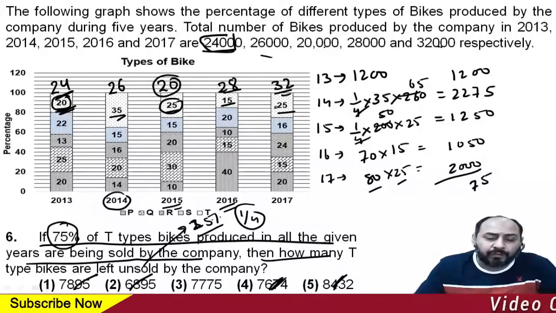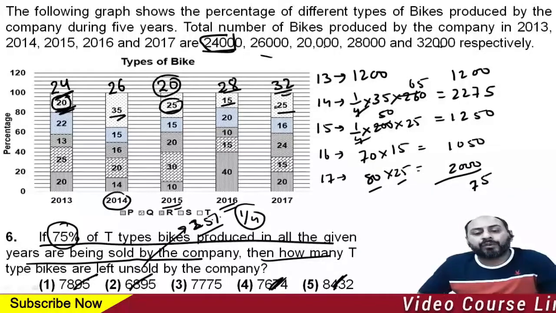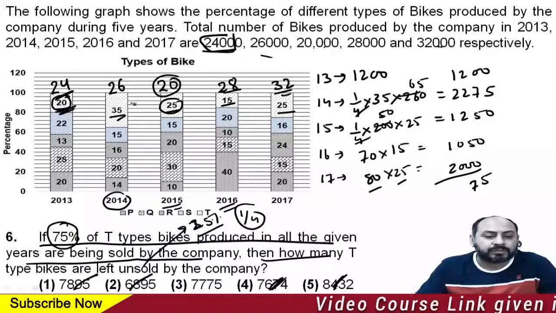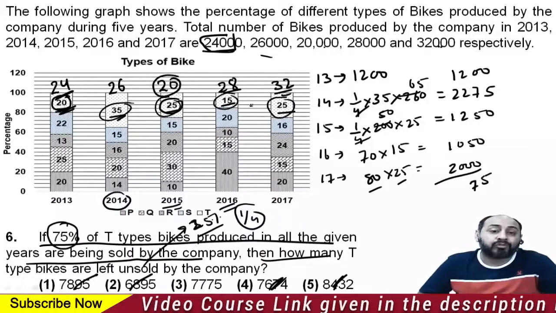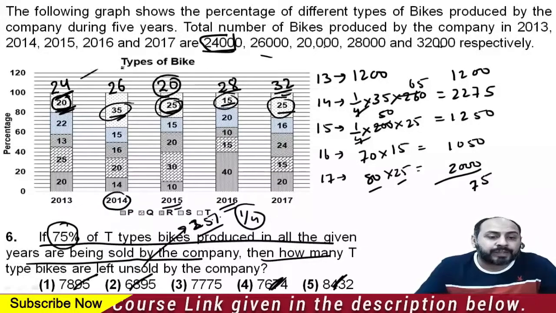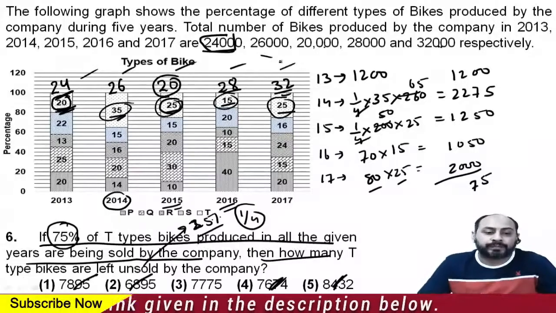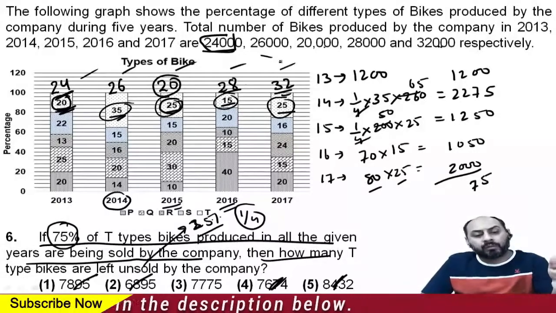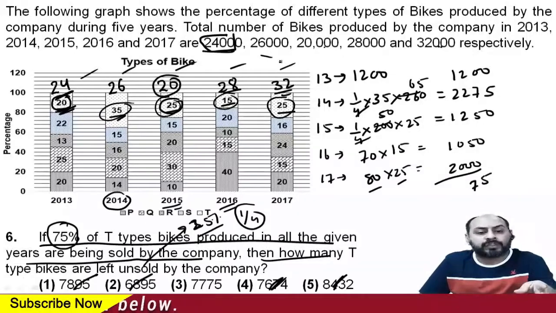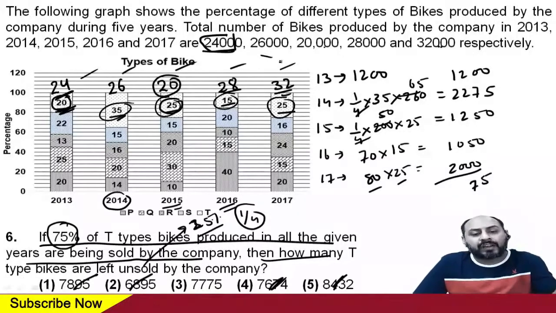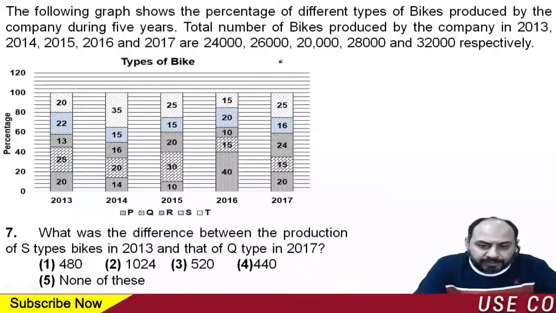So now one of you must be thinking that why don't we add all these and then do 1/4 of this? Now this is not the correct approach. Why? Because the base values for each of these stacks is different. In one stack 100% is corresponding to 24,000, in the other stack it is corresponding to 26,000, and so on and so forth. So we'll have to do this calculation separately, right? Let's move on to the next question.